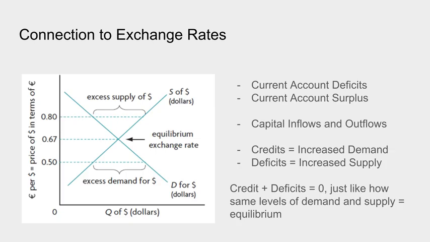market. Now, taking all of this into account, we see the relationship of how credits in the account cause increased demand in the foreign exchange market, while deficits in the account cause increased supply in the market. So when the credits and deficits add up to zero, there's a balance of payments. When the increased demand and increased supply levels are brought together in a diagram for the foreign exchange market, we can see that there is an equilibrium formed, as shown above.